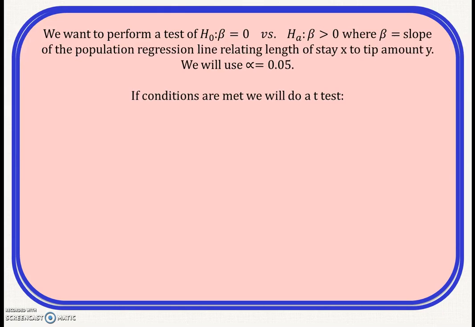So, the state, plan, do, conclude. We want to perform a test of H naught: beta is 0 versus the alternative hypothesis that beta, or the slope, is greater than 0, or positive, where beta is the slope of the population regression line relating the length of stay x to the tip amount y. We will use alpha equals 0.05. If conditions are met, we will do a test.